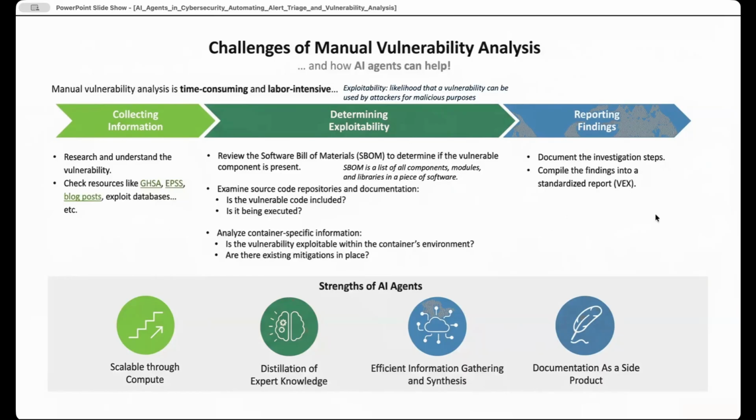So basically, these are the steps of how a human does vulnerability analysis for a software package. And then the strength of AI agents, of course, is how we can scale this analysis pipeline and distill the expert knowledge into the context, and then connect to different data sources and directly connect to the code repositories to gather the most relevant information, and in the end, generate the document as a side product.